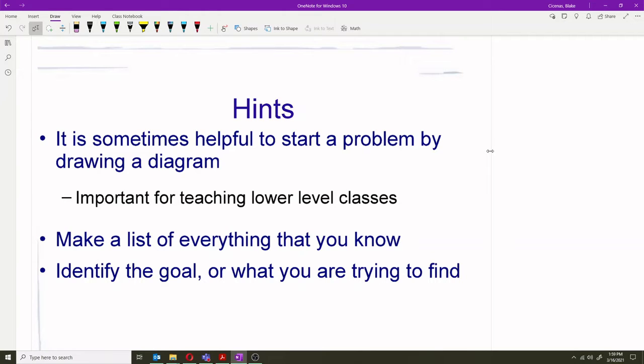If you ever teach the lower level classes, the more important it is to draw diagrams because they haven't quite gotten to the point where they can visualize something in their head. Sometimes it's helpful to make a list of everything you know. If I tackle a problem well beyond my normal reach, I might write out everything that I know just to think about it until I tackle the problem. And identify what you're looking for. Now, I personally would never identify what I'm looking for because I usually know, but it doesn't hurt to say, I'm looking for the acceleration or whatnot.